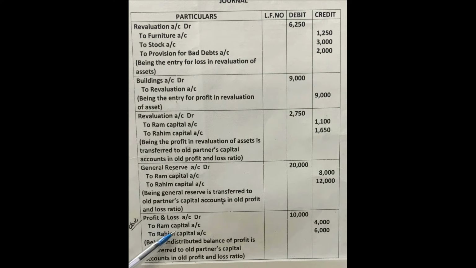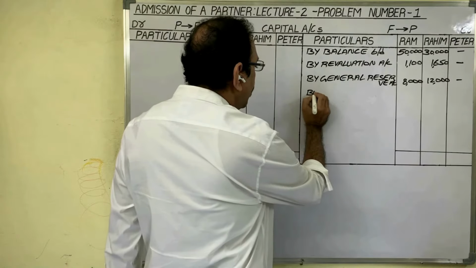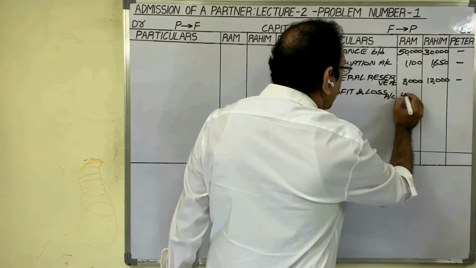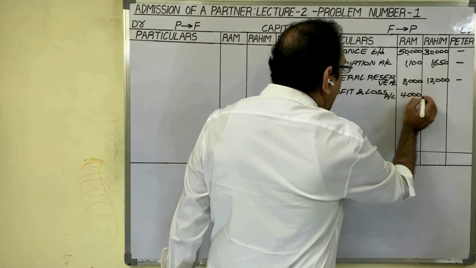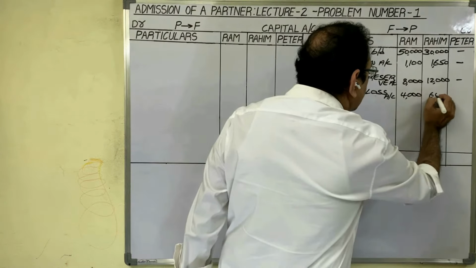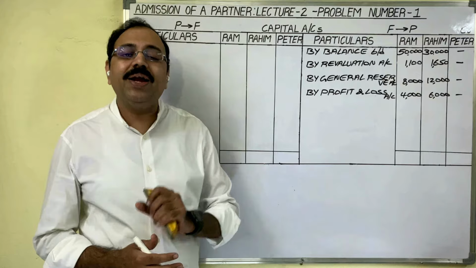In Ram's column, 4000 rupees. In Rahim's column, 6000 rupees. By profit and loss account, in Ram's column, 4000 rupees. In Rahim's column, 6000 rupees. Next, come to capital and goodwill.